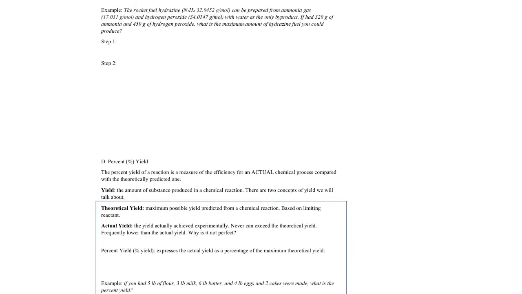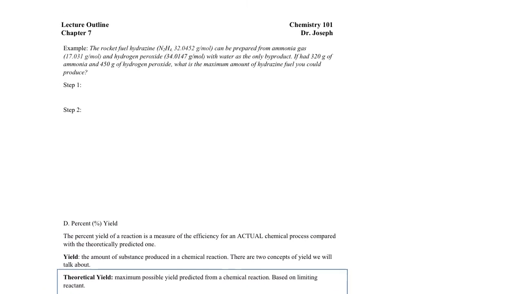So here on page 4 of the lecture note outline for chapter 7, we see this next example, which brings mass into this type of problem that we're working on, these limiting reactant problems. If we read through this, it says the rocket fuel hydrazine, which is N2H4, the molar mass is given to us for it. This fuel, hydrazine, can be prepared from ammonia gas and hydrogen peroxide. Again, both the molar masses are included there for us. Water is the only byproduct of this reaction. Now, if we had 320 grams of ammonia and 450 grams of hydrogen peroxide, those are our two reactants, what's the maximum amount of hydrazine fuel that you could produce?